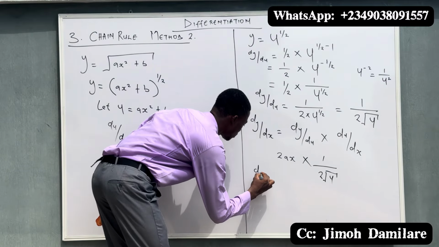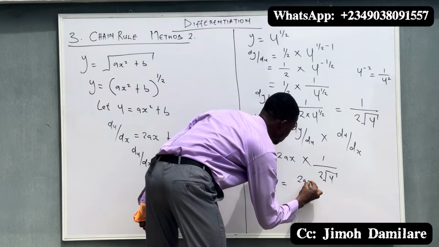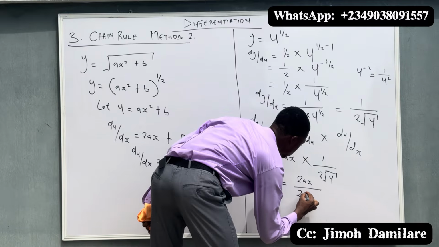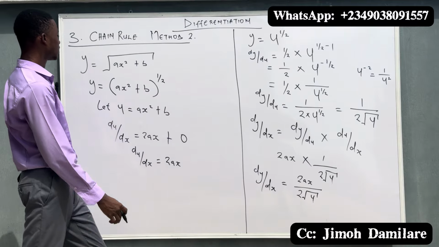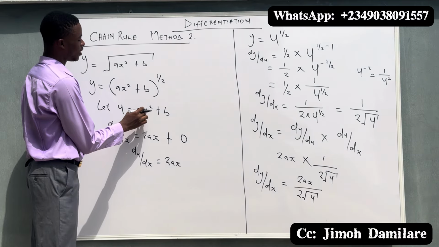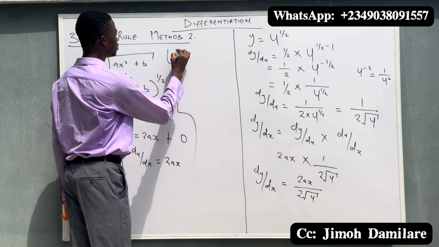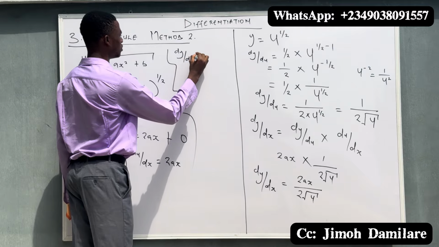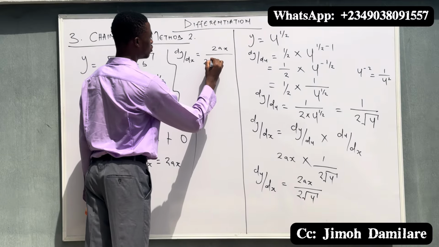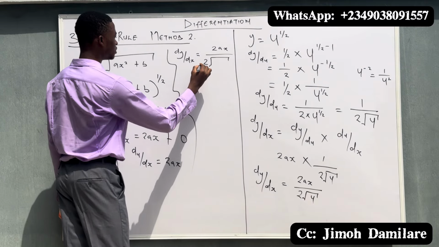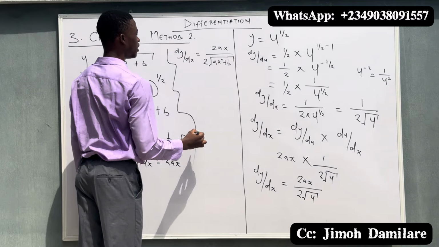So our dy over dx will be equal to 2ax multiplied by 1, which gives us 2ax all over 2 square root of u. And remember that our u is ax squared plus b. So we are going to have dy over dx to be equal to 2ax all over 2 square root of ax squared plus b.